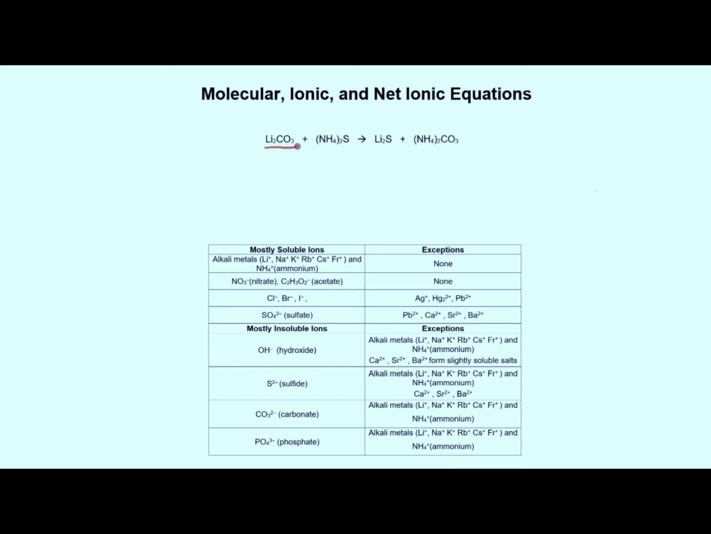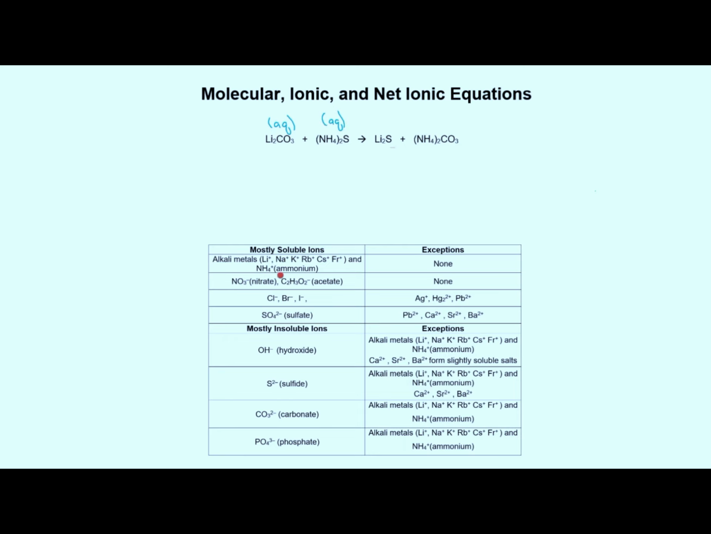So starting with lithium carbonate, I do have a lithium rule. It's soluble with no exceptions, or if I happen to check carbonate, that is insoluble with lithium as an exception. So this is a soluble salt. Next, ammonium sulfide. I have an ammonium rule with no exceptions, or of course, if I happen to check my sulfide first, I have ammonium as an exception. So again, a soluble salt.